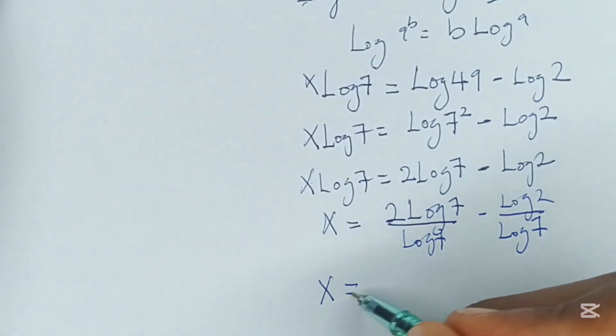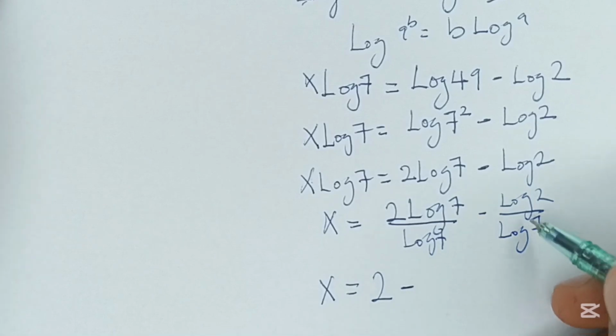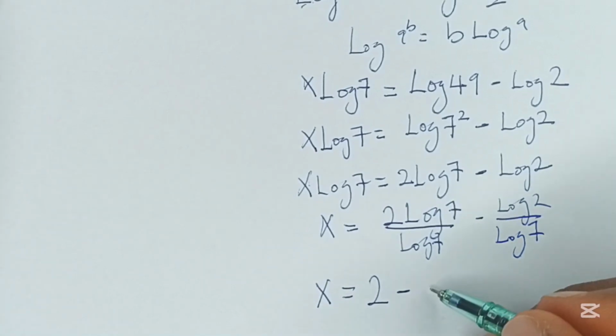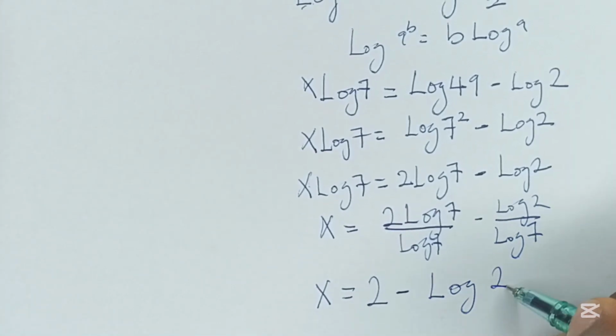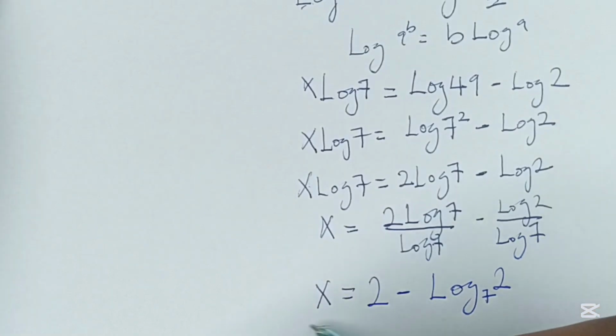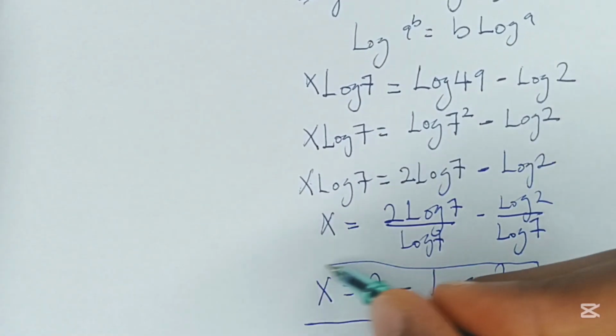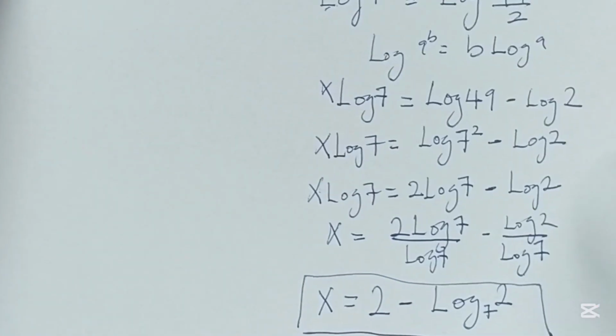Hence, we now have that x is equal to 2 minus logarithm of 2 over logarithm of 7, which can be written as logarithm of 2 in base 7. And this becomes the final answer to the given equation.